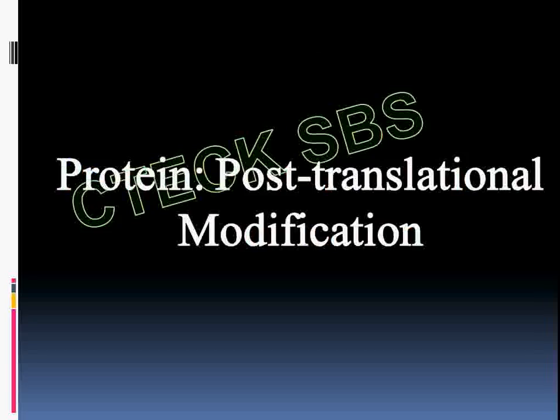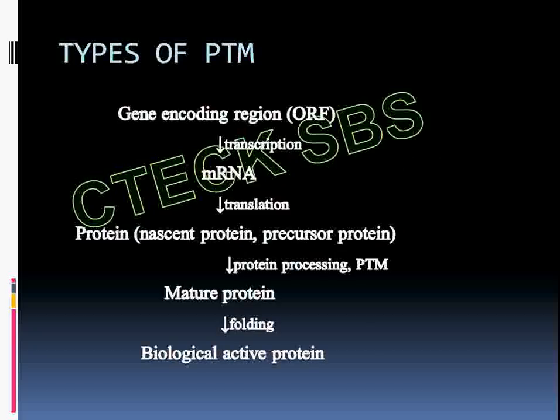Now since this chain is nascent, it needs to undergo post-translational modifications. It doesn't know anything yet, so it has to be prepared for the body. You can see the nascent protein undergoes protein processing and converts into a mature protein, which folds and forms a biologically active protein, such as certain hormones and enzymes in the body, which are used in daily processes by the body to conduct daily activities.